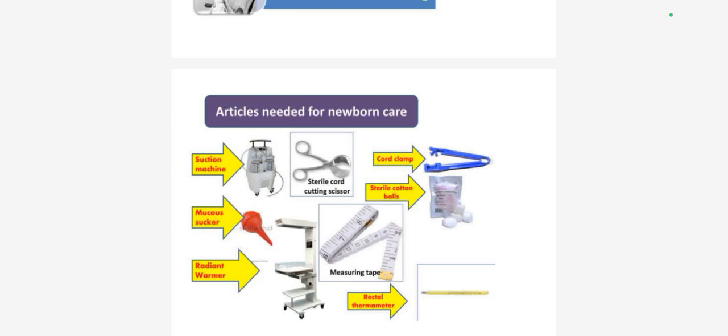Articles needed for newborn care are sterile cord cutting scissors, a suction machine for suctioning, a mucus sucker to aspirate the secretions, a radiant warmer to maintain temperature, a cord clamp to clamp the cord, sterile cotton balls to give eye care, a measuring tape to measure the head circumference and chest circumference, and a rectal thermometer to see the thermal environment of the baby.